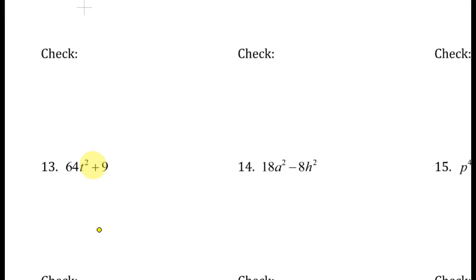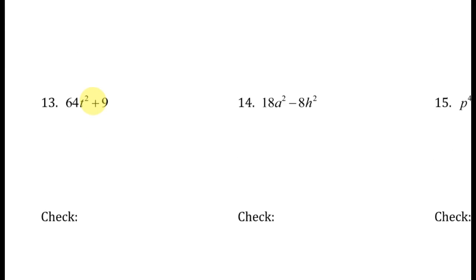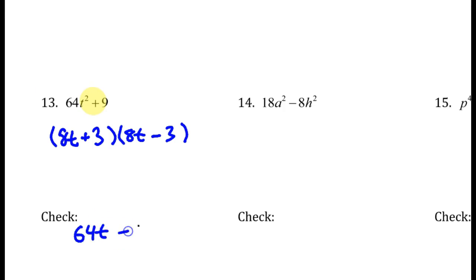So you'll notice if you try to go through and use the shortcut here that we're learning today, and you try to make this 8t and 8t to get 64t squared, and you tried to do 3 and 3 to get the 9, and then you did 1 positive and 1 negative, and then did the check, it would come out to equal 64t squared minus 9, right? Because it would be 3 times negative 3. It wouldn't equal positive 9. So that's why it will not work.